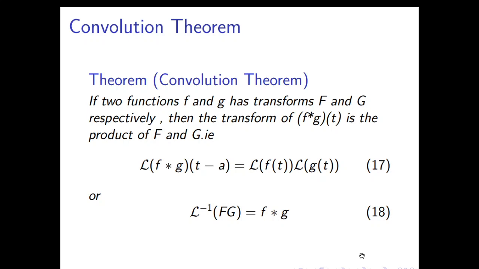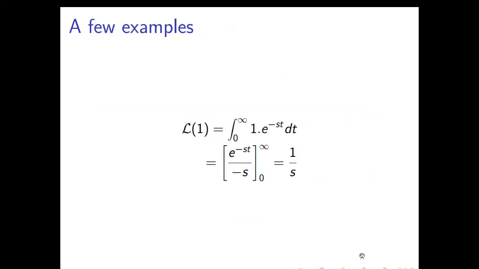If f and g are two functions, then the Laplace transform of convolution of two functions is equal to the product of Laplace transforms of those functions. And the second result, that is given in equation number 18, Laplace inverse of capital F into capital G, Laplace inverse of product of two functions in s, is equal to the convolution of small f and small g. This is again a useful result.